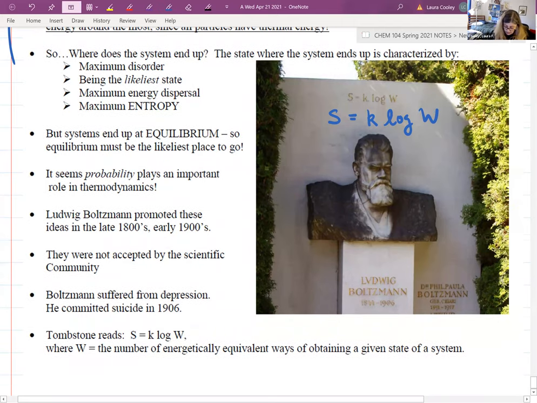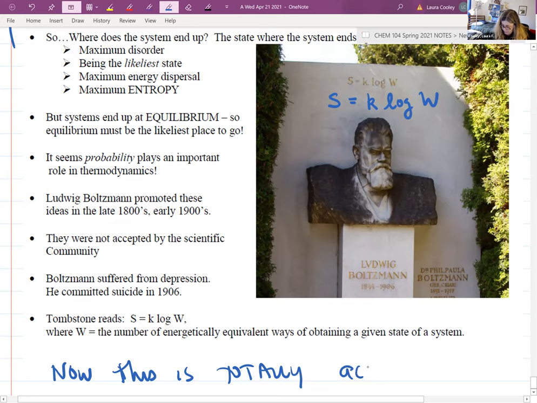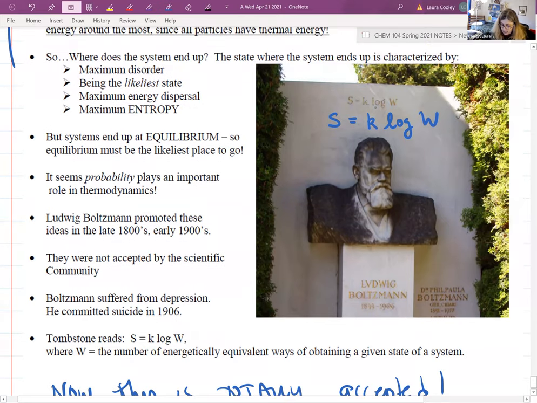Anyway, it's no longer that way. Now this is totally accepted. And actually we named this constant after him. We call it the Boltzmann constant.